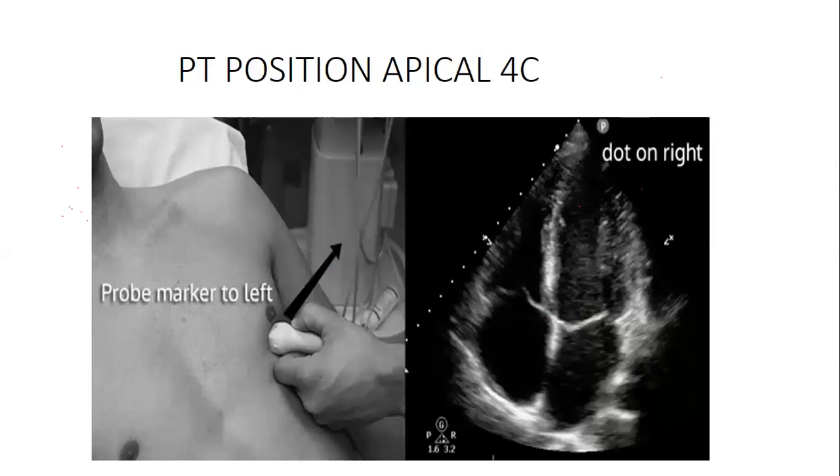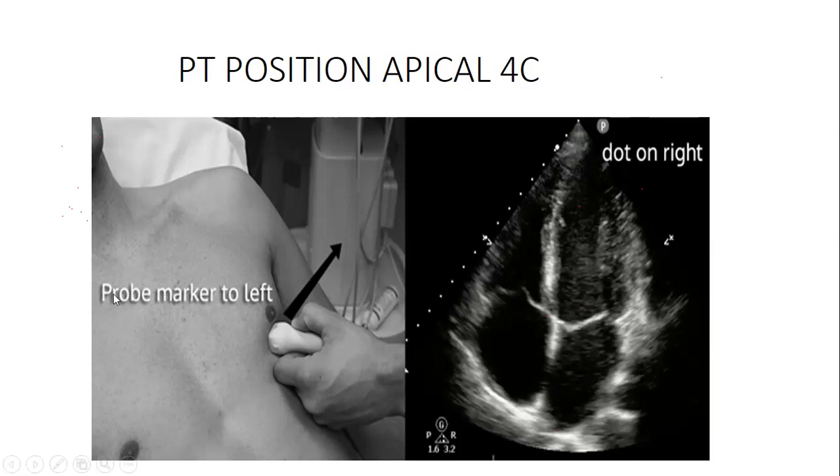Okay. The next view is a patient position for apical four chamber. Remember, for those of you who started the lecture, I said the apical four chamber is also very important for a number of things. Now, orientation, very important. If you are using a cardiac probe, make sure that the probe marker I mentioned earlier should point to the left side of the patient. And on the screen, look at where the pointer is. Dot on the right side of the screen.